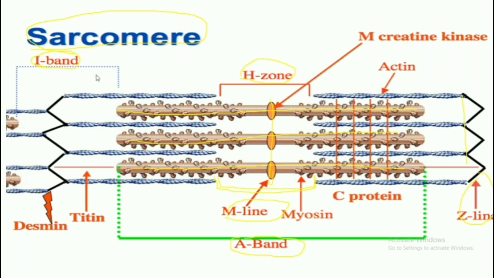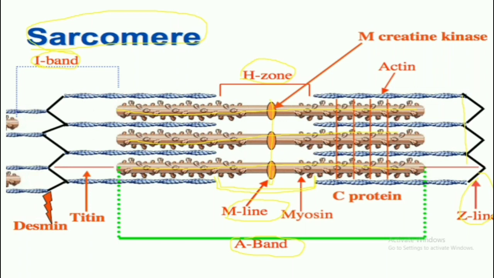And inside this sarcomere only, we will further study the sliding filament theory. How does muscle contraction occur, and for that muscle contraction this actin and myosin are going to play a very important role. So this is all about a sarcomere.